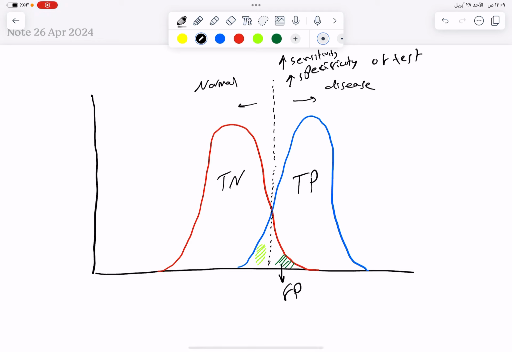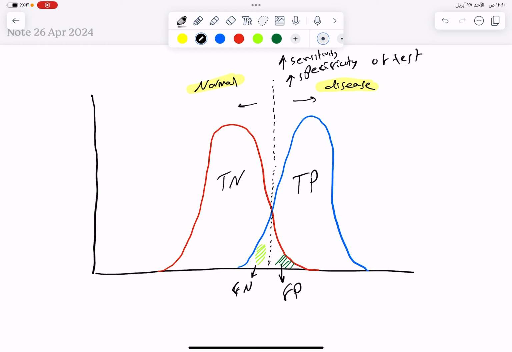Whereas these on the left side are the diseased individuals, as we said. They are diseased, and they appear negative on the test. So they are considered false negative, since they have a disease but appear normal or negative in the test. So usually the positives are on the right side and the negatives on the left side. True negative and false negative on the left, true positive and false positive on the right.